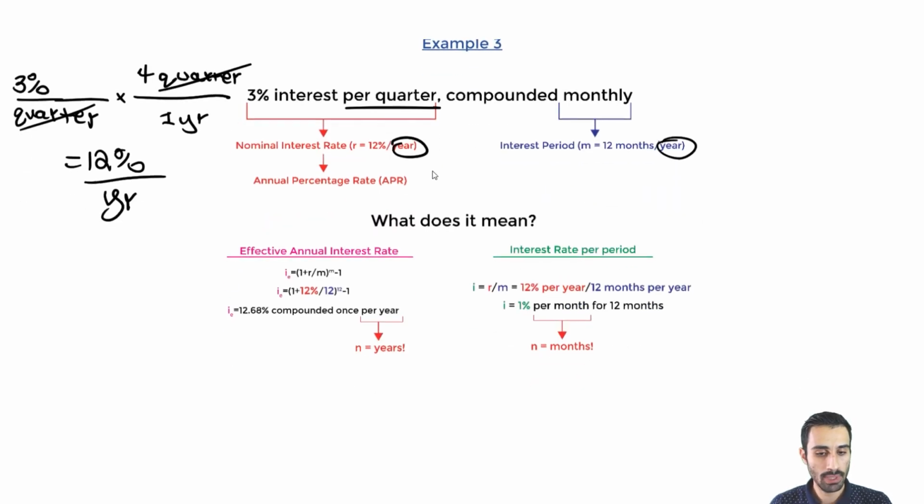Then we know, what does this mean? Effective interest rate, you just use the equation. We take 12% divided by 12, raise it to the 12. We get I effective, and that's gonna be 12.68% compounded once per year. And remember, N is in years. And the interest rate per period, R over M, we take the 12%, the nominal rate, divided by the 12 months per year for the M value that we denoted there. And we get an I value of 1% per month for 12 months.